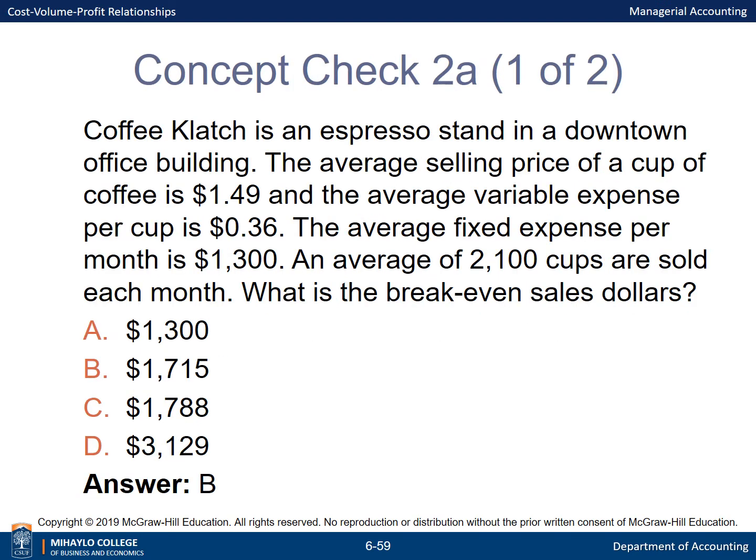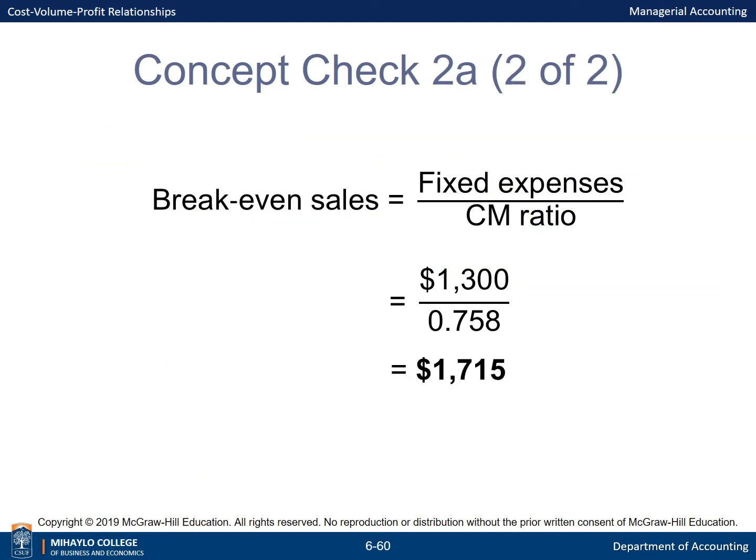The correct answer is B, $1,715. Fixed expenses of $1,300 divided by the CM ratio of 0.758 equals $1,715 of break-even sales dollars.